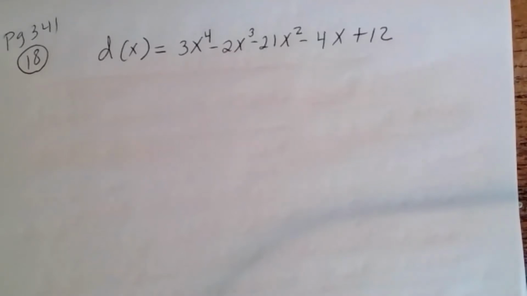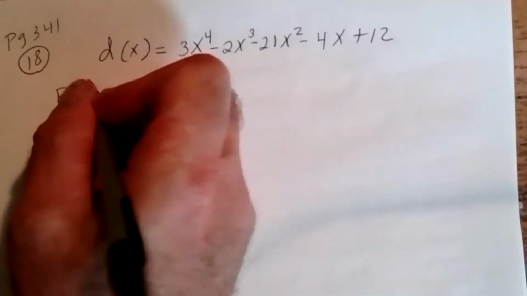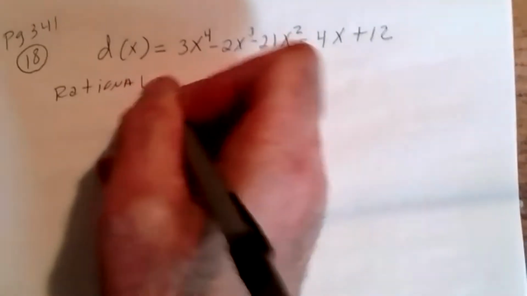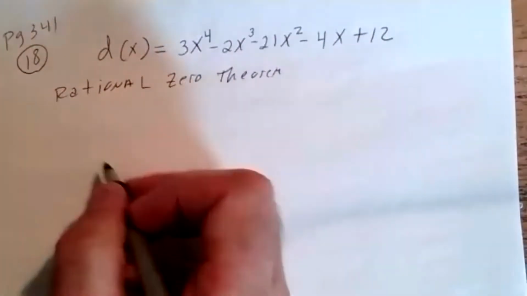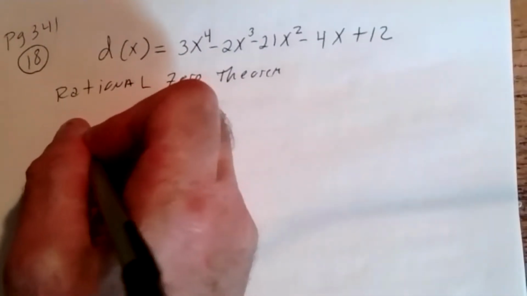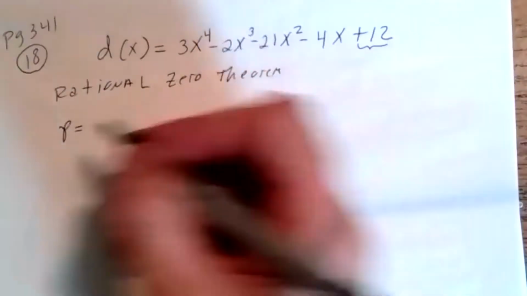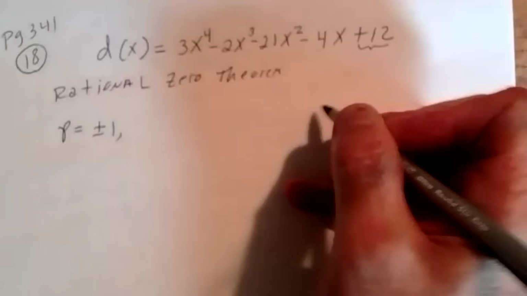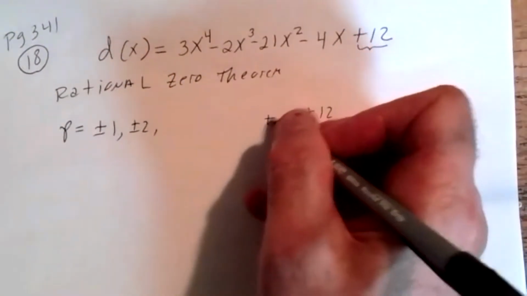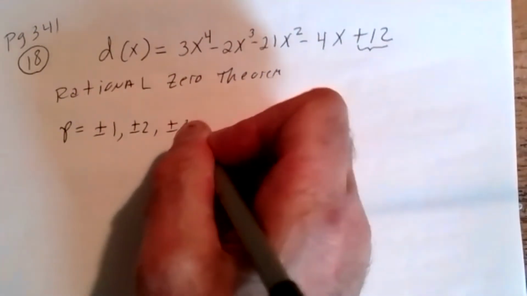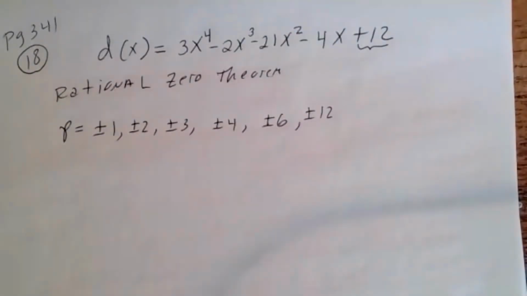All right, ladies and gentlemen, now to find these zeros here, we could maybe again use the rational zero theorem to help us get started. The rational zero theorem guarantees that if this thing has a rational zero, it must be of the form P over Q, where P constitutes all the factors of the constant term. So what are factors of 12? Plus or minus 1 times plus or minus 12, plus or minus 2 times plus or minus 6, plus or minus 3 times plus or minus 4. Those are all the factors of positive 12.